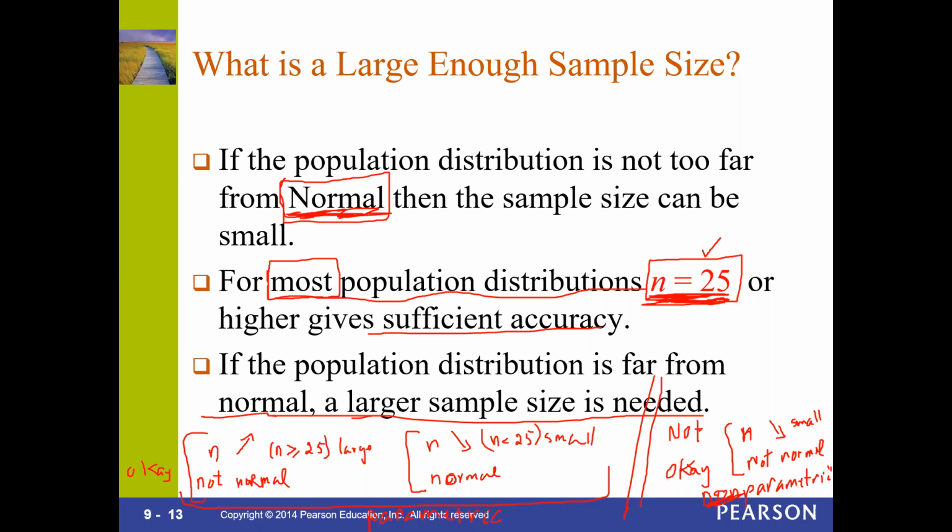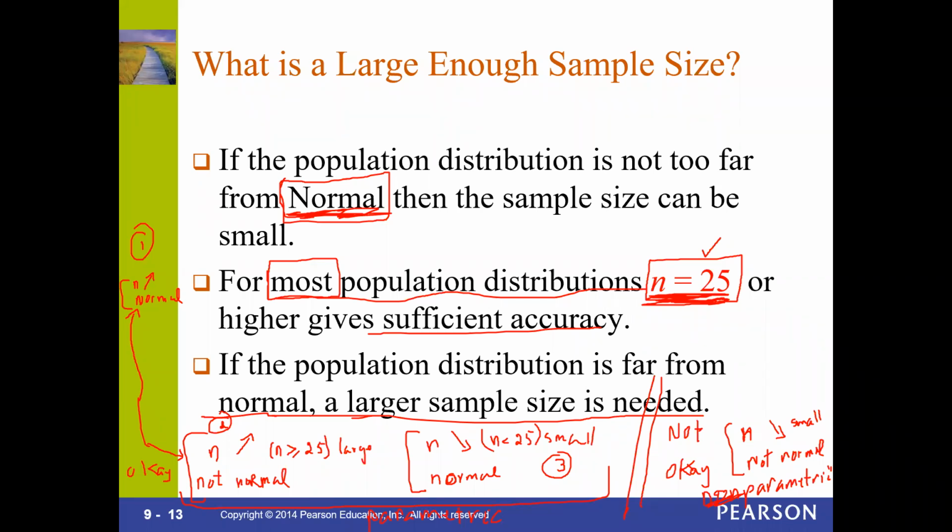I forgot to put another case. It is also okay when n is large and the population is normal. So you've got three okays, 1, 2, and 3, and 1 bad. Let's put it all the way here.